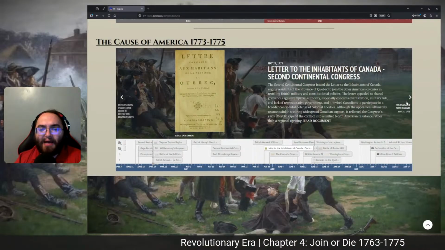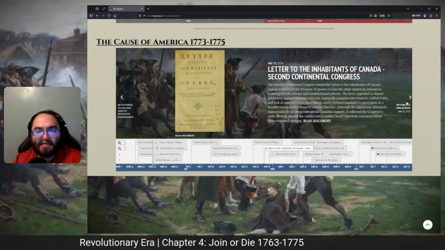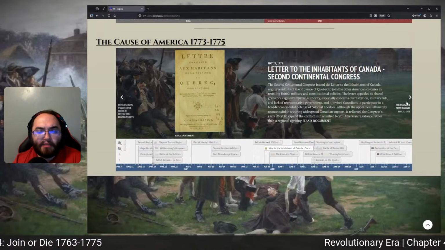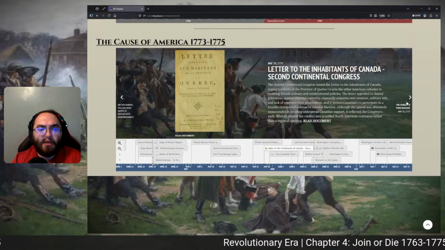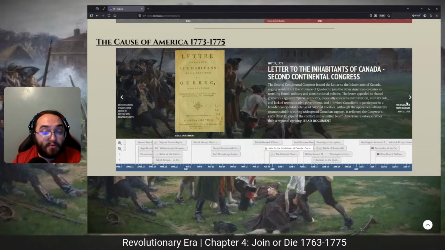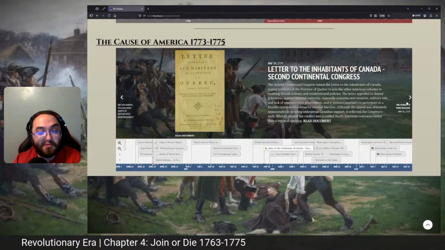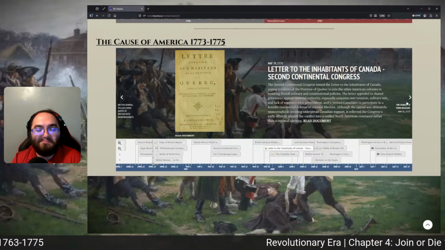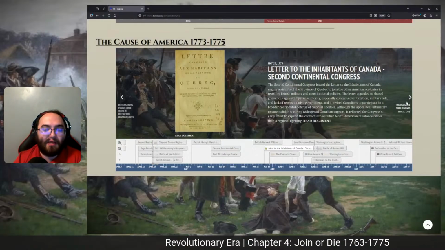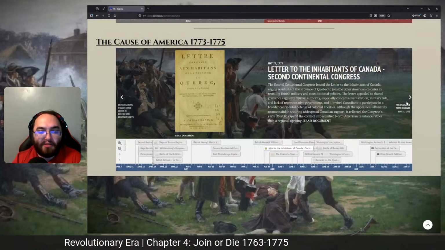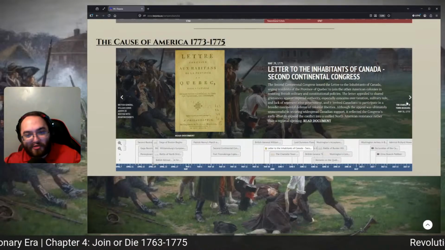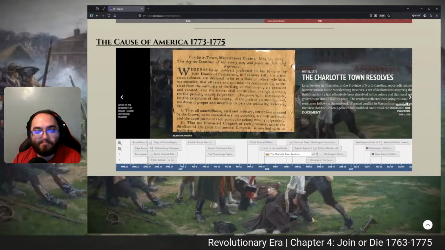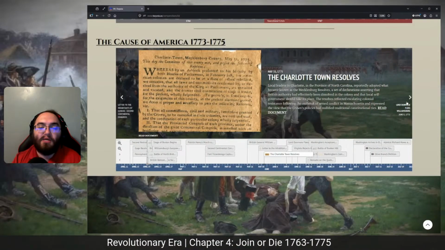We have the letter to the inhabitants of Canada, passed by the Second Continental Congress. This is a letter trying to encourage the inhabitants of Canada, mostly Quebec, to rebel or to join the Continental Congress in protesting against the British. Not yet rebellion, but the colonists are trying to get other colonies to join the fighting. The original 13 colonies are trying to get other colonies, because there's more than just 13 colonies, to join the conflict.